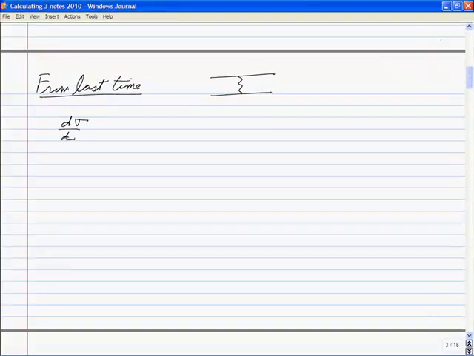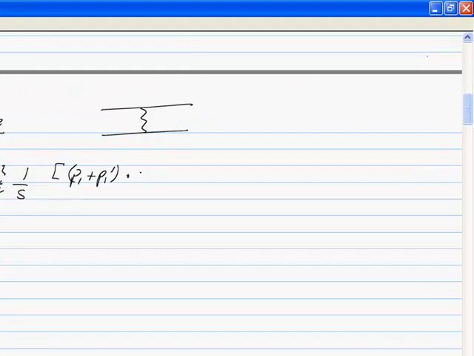d sigma d omega was Q1 squared, Q2 squared, over 64 pi squared, 1 over S, I'll remind you what that is, P1 plus P1 prime, dotted into P2 plus, actually, I think in my notation it was P3, P2 plus P4. So this was 1, 2, 3, 4. I think that was my notation last time.